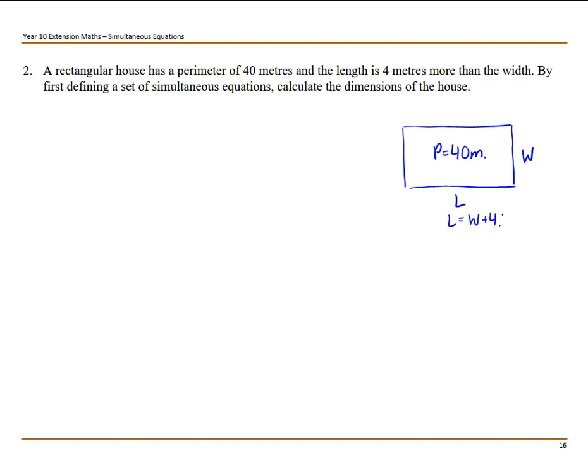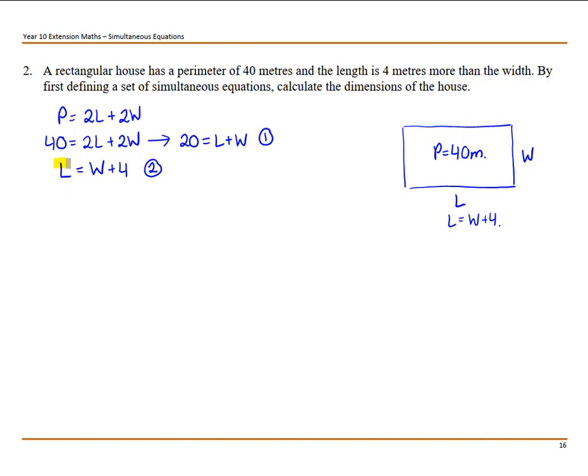So let's look at what we've got. Perimeter is 2 lots of my length plus 2 lots of my width, and we know our perimeter is 40. We also have that L is equal to W plus 4. Now I can simplify this equation here by dividing everything by 2. So 20 equals L plus W. So equation 1, equation 2.